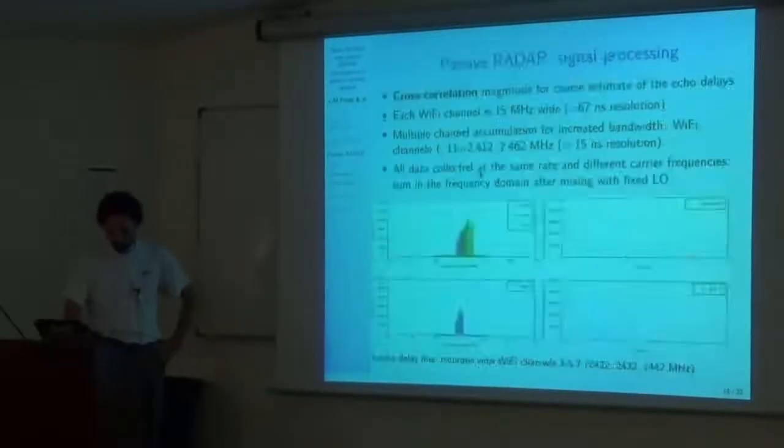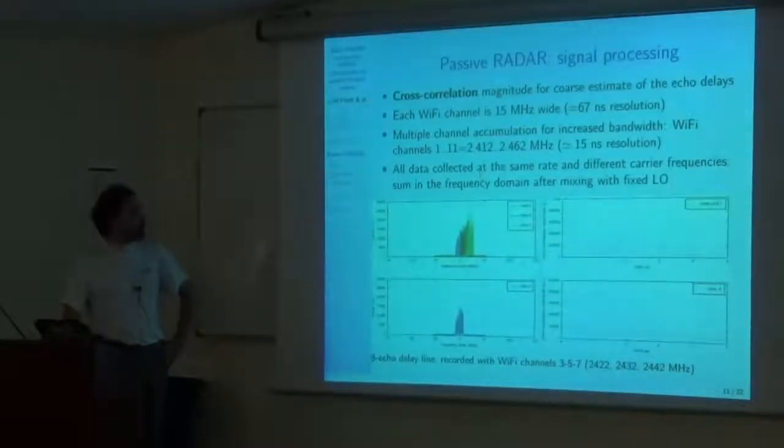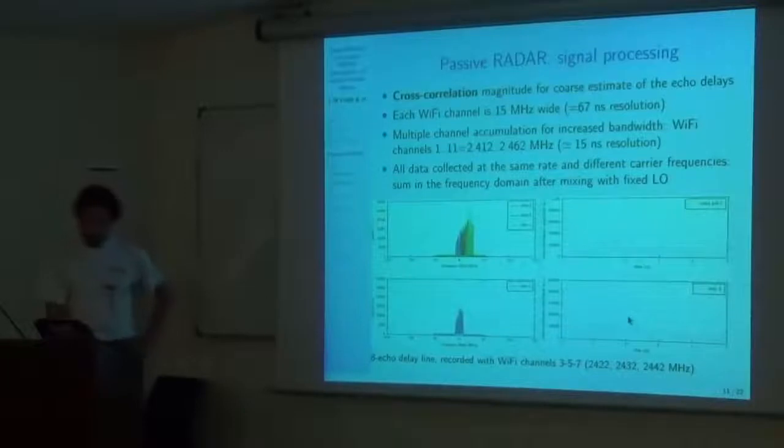Just to show you what it looks like, if I take a 15 megahertz Wi-Fi channel and take the correlation of the signal, you see here 1, 2, 3, 4, 5, 6, 7, and 8 echoes. I don't know what the ninth is here, but you have 8 echoes, which are the 8 echoes of my sensor. As I told you, I have 15 megahertz. 15 megahertz is 30 centimeter resolution, so I don't have that good a range resolution. If I want a better range resolution, which is the inverse of the bandwidth, I want to extend the bandwidth of my measurement. But Wi-Fi is only 15 megahertz. How can I do this?